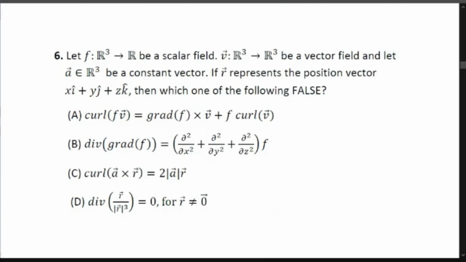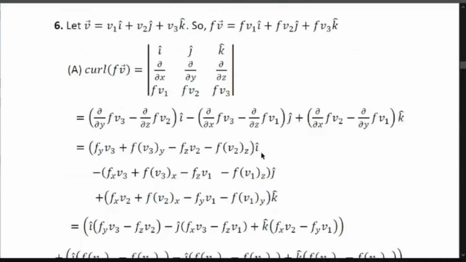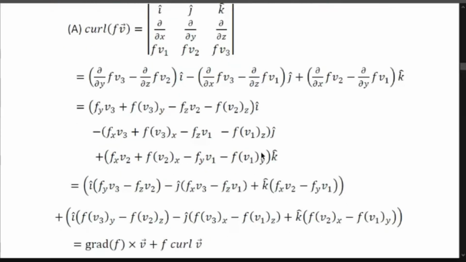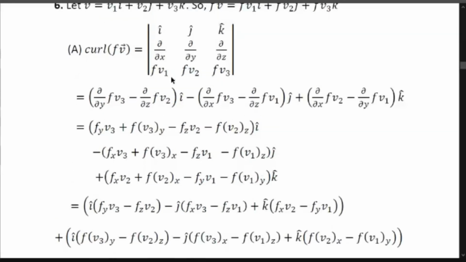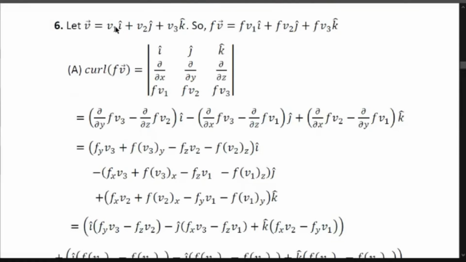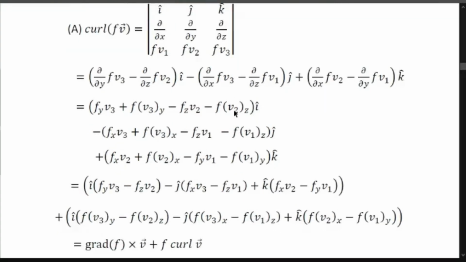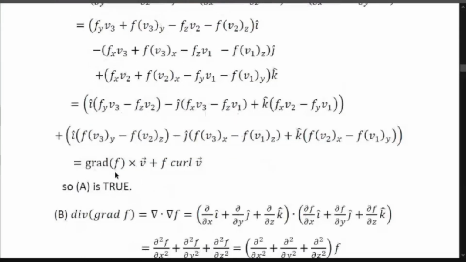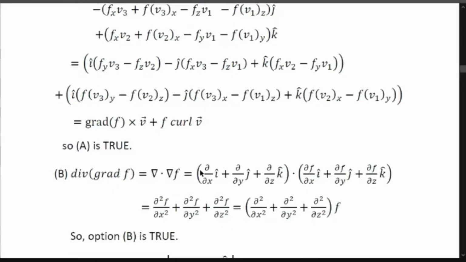I have given a small calculation of that, so you can try it. Just write curl of f times v as the determinant with i j k, dou by dou x, dou by dou y, dou by dou z, and fv1, fv2, fv3. We know that the vector field has three components, so for fv the components are fv1, fv2, fv3. Then find the determinant, and finally you will get that this is equal to gradient of f cross v plus f times curl of v. So the statement in option A is correct.